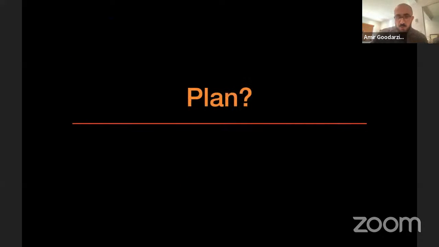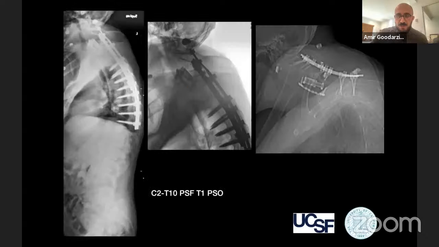So since we're running short on time, I'll go ahead and just go to our plan. In order to correct him, we performed a C2 to T10 revision posterior instrumented fusion. And to achieve the deformity correction, we needed to do a T1 PSO on him. And the anterior construct, given the corpectomy was healed, was kept intact.